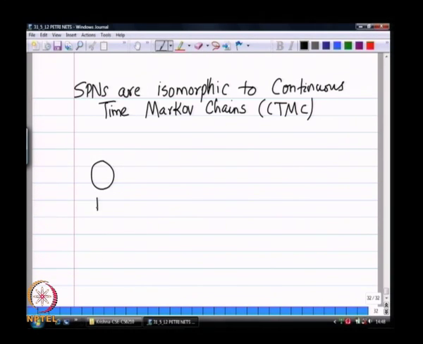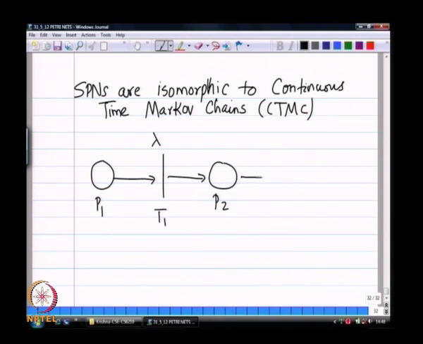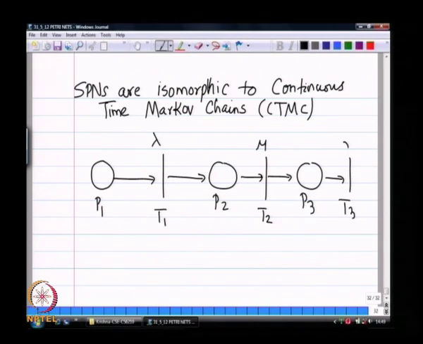There is a place P1 and a transition T1 that it feeds into. The rate of this transition is lambda. Then there is another place P2 which goes to another transition that goes to another place. The rate of this transition is mu. This goes to one more transition called T3. We will call its rate gamma, and then there is a feedback loop here.